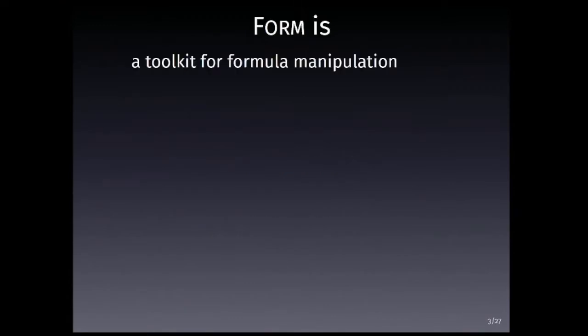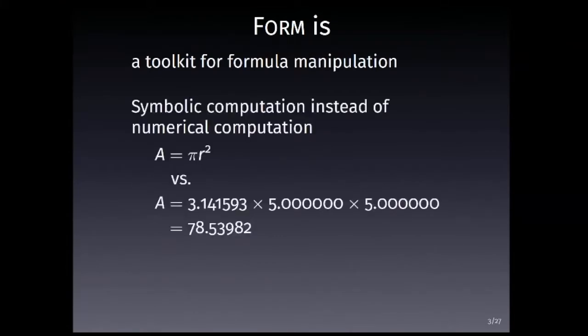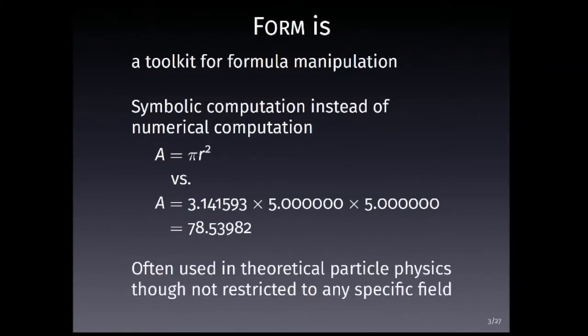As I said, FORM is a toolkit for symbolic manipulation, or formula manipulation. That means it uses symbolic computation instead of numerical computation with floating-point real numbers. This is just an example. We just keep everything symbolic instead of doing the numerical calculation. And FORM has been used in many theoretical particle physics computations, although FORM is not restricted to any specific field of science or engineering.